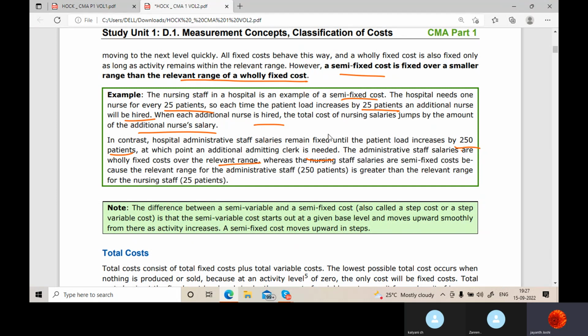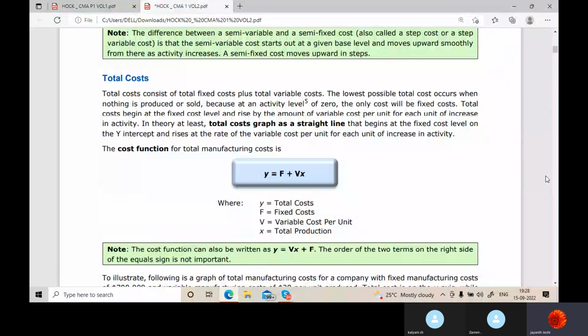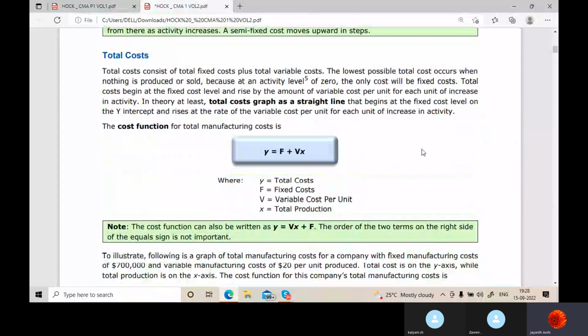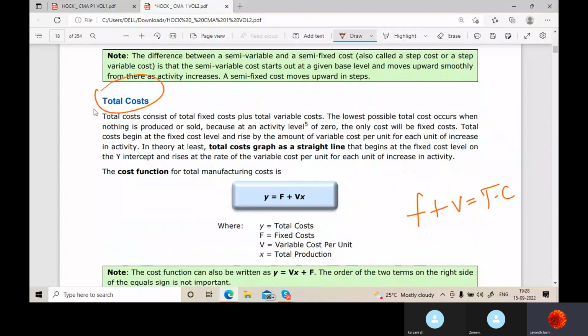Why? Because if they take a clerk, they pay a fixed amount. So administrative staff salaries are fixed. Let's say they are paying 1 lakh to administrative staff, for example, to some clerk. But when it comes to the nurse, as the number of patients increases, the nurse cost they are giving is increasing. So it's variable. So fixed plus variable becomes semi-variable or semi-fixed. Actually, not fixed plus variable, fixed and variable collectively. Fixed cost plus variable cost is total cost. That's an understood fact. So here we can see the total cost as a function.